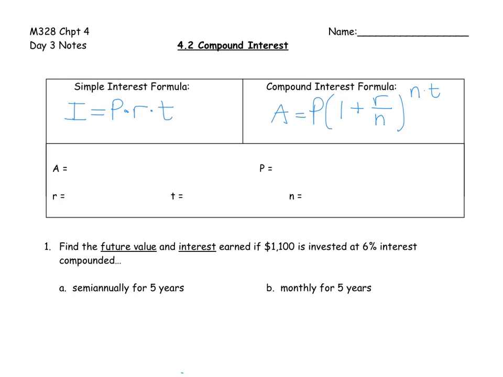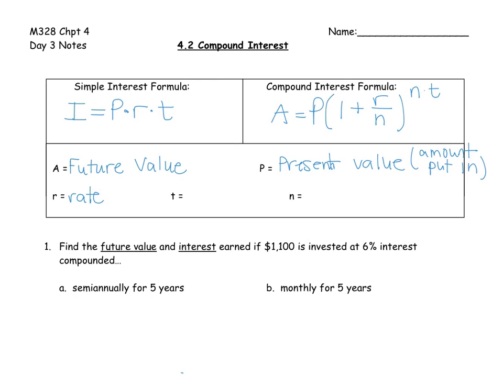And below here, I just have what everything means. A is your future value, what you're looking to earn, or what you will earn. P is your present value. It's your principal. I like to think about it as what you put in. R is the rate. T is time, but be very careful. It is time in years.